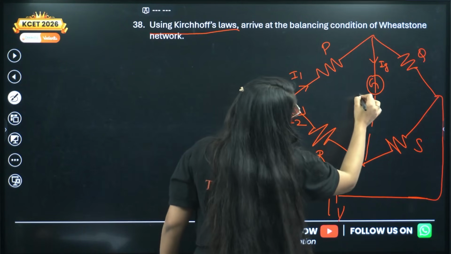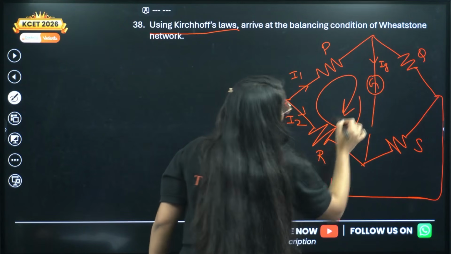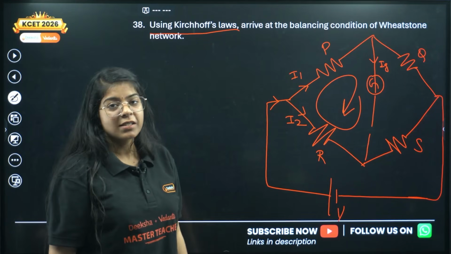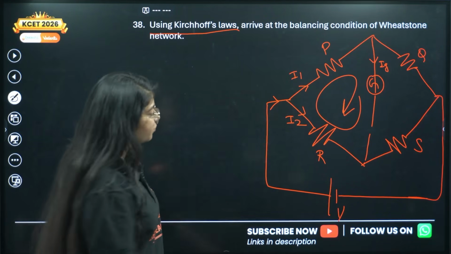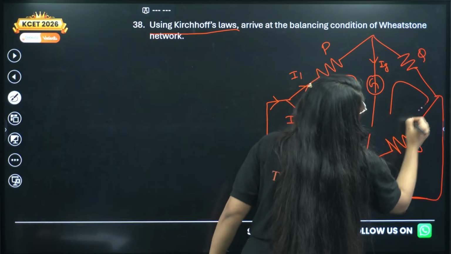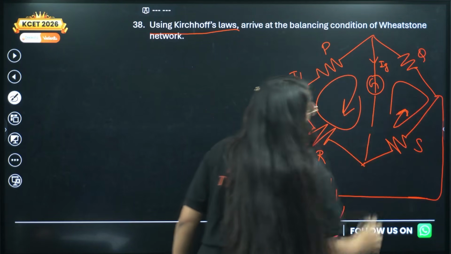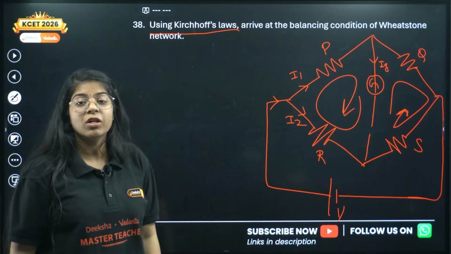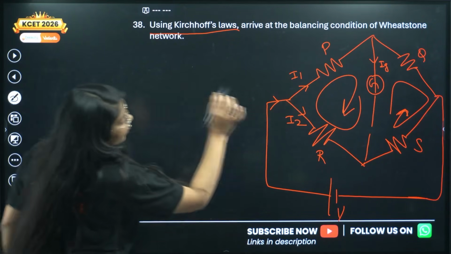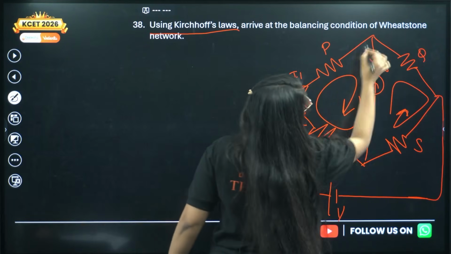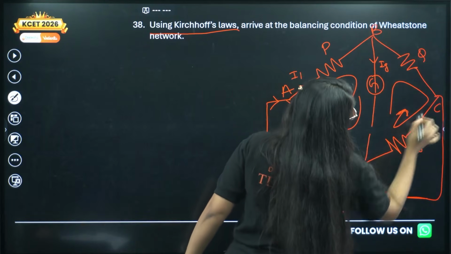For Kirchhoff's law, we need to see in what direction we'll apply it. We need to see the direction of the loop. You can use any loop there, it doesn't matter. Just do the calculations very carefully. Okay, so in the loop, let's name it A, B, C, D.